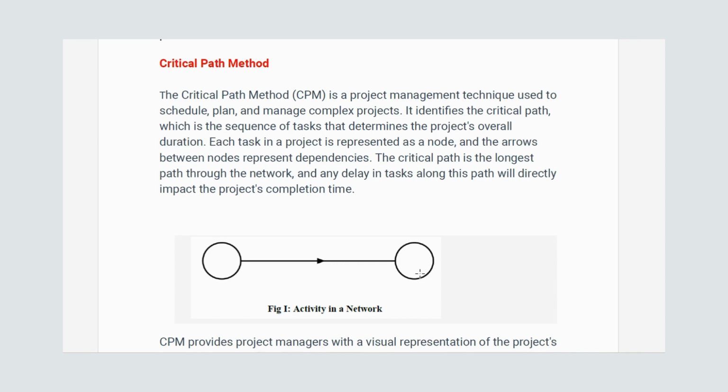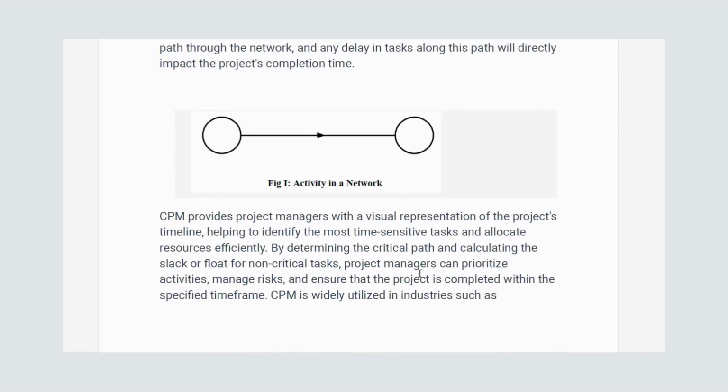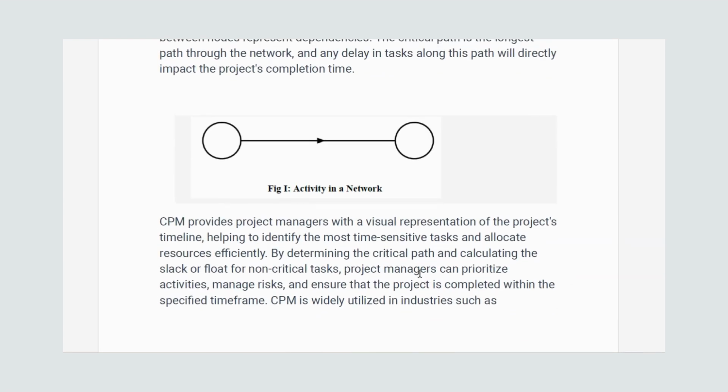So the critical path is the longest path through the network, and any delay in task along this path will directly impact the project's completion time. So critical path method provides project managers the visual representation of the project's timeline. It also helps to identify the most sensitive tasks and allocate the resources accordingly.